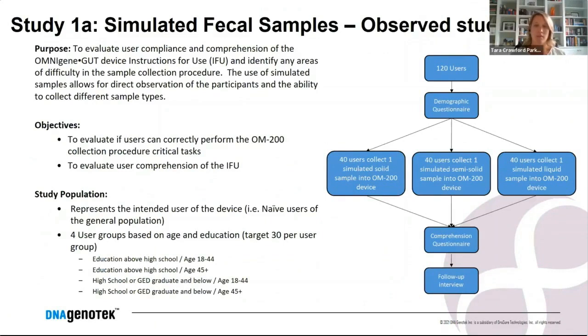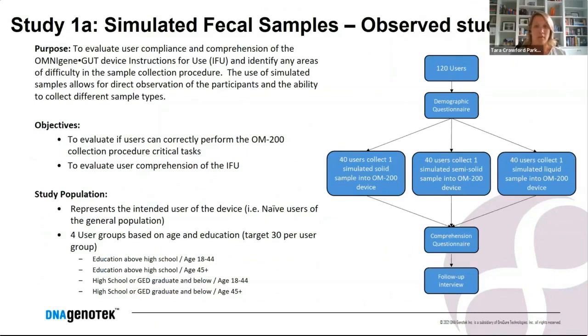These simulated samples were developed to mimic real-world sample types across the Bristol scale and are composed of recipes containing peanut butter, oats, liquid, and other grain-type material. For this study, we targeted 120 participants split across 4 user groups, comprised of naive users representing the general population. The user groups were based on education level and age. As you can see here, we had 2 education levels, education above high school or GED and below. In addition, the age categories which we targeted were age ranges from 18 to 44 years of age or 45 years and older.